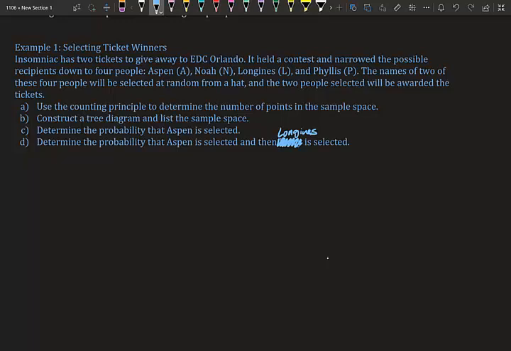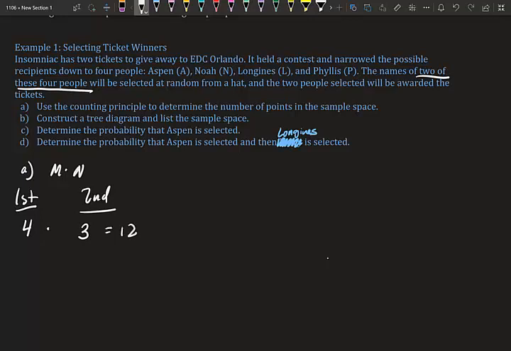Alright, so let's do our counting principle, Part A. The counting principle stands for m times n. We're picking 2 out of the 4 contestants, so 2 out of the 4 are going to win. This is our first pick, and this is our second pick. For our first pick, there are 4 to pick from, and then we pick a winner. Now there are only 3 left. So our sample space is 12. That means we have 12 possible outcomes of winners.